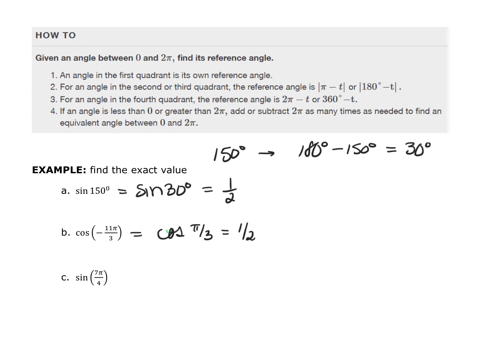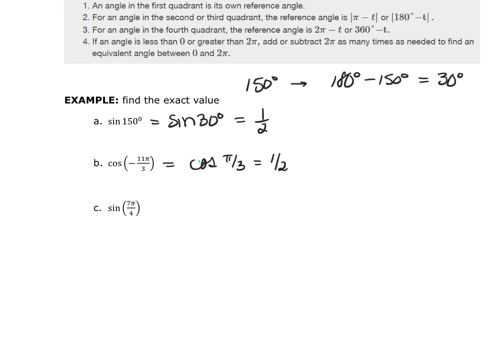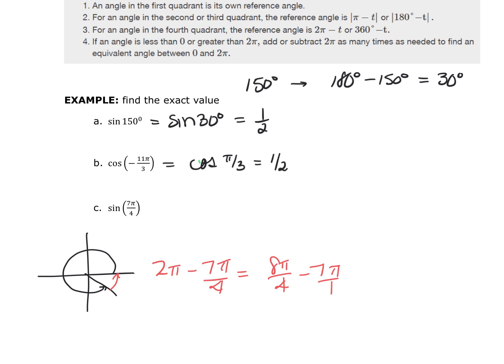Now I'm going to do the 7 pi over 4. So I'm going to take 7 pi over 4 and find its reference angle. 7 pi over 4 is in quadrant number 4. For its reference angle, I'm going to do 2 pi minus 7 pi over 4. So 2 pi minus 7 pi over 4 is equal to 8 pi over 4 minus 7 pi over 4, so we have the same common denominator. So its reference angle is pi over 4.